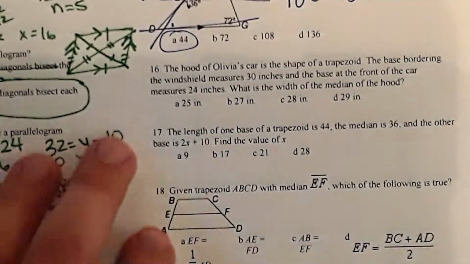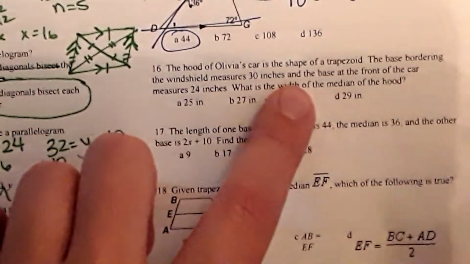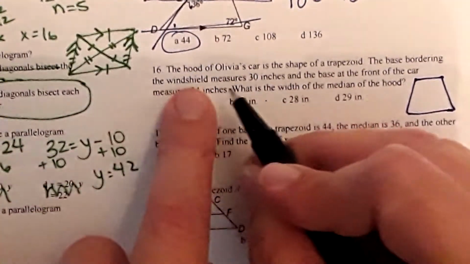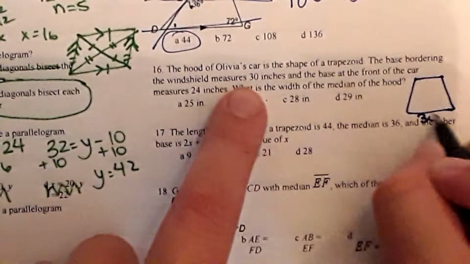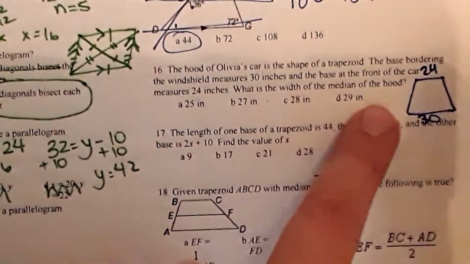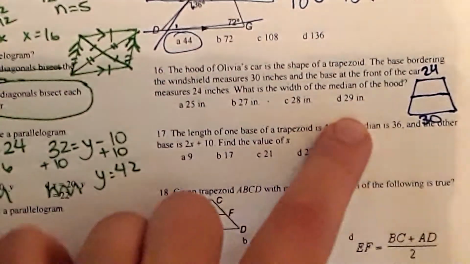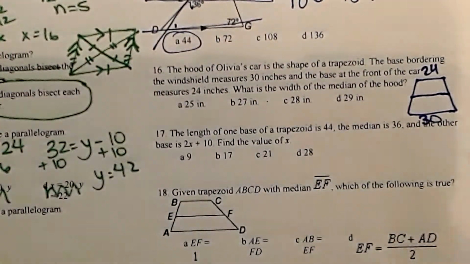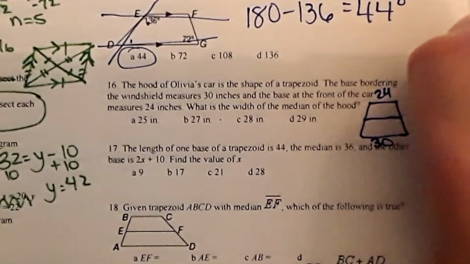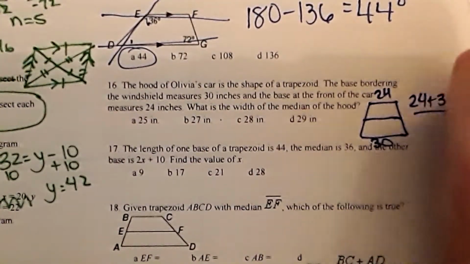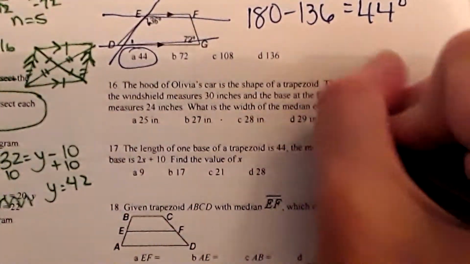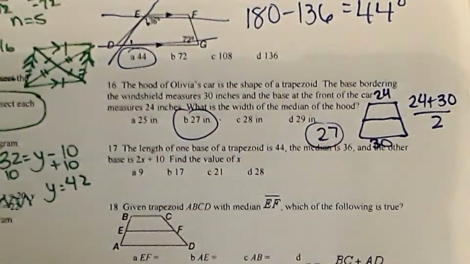16, the hood of Olivia's car is shaped like a trapezoid. The base bordering the windshield measures 30 inches, and the base at the front of the car is 24 inches. What is the width of the median? To find the median of the trapezoid, we have to take the average of those 2 numbers. So we're going to add 24 plus 30 and divide by 2 to get 27. So it would be B.